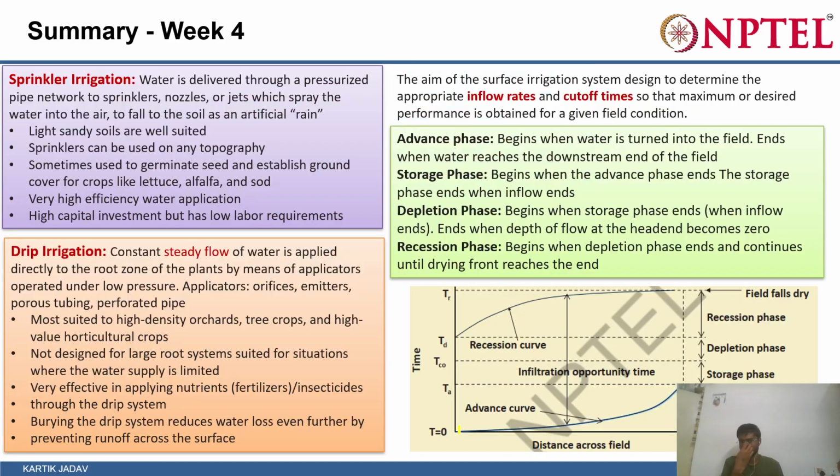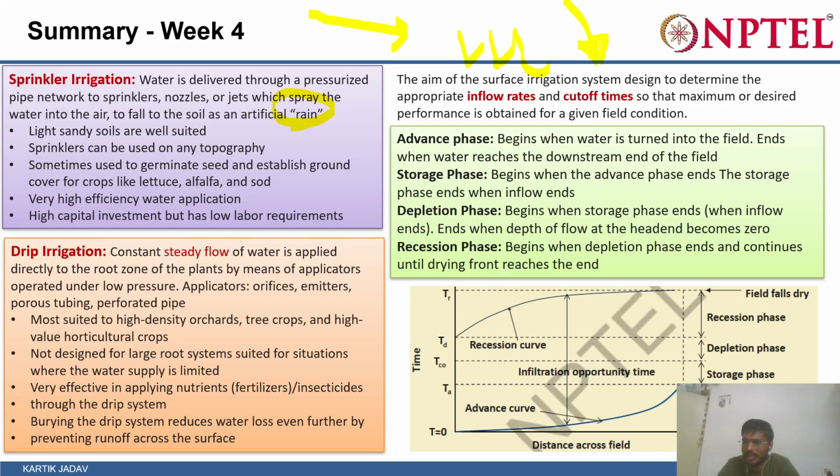Then we have also focused on the sprinkler irrigation system. In sprinkler irrigation, water is delivered through a pressurized pipe network to sprinkler nozzle jets, which spray the water into the air and it falls onto the soil as artificial rain. It has certain criteria: light sandy soils are well suited, because if you flood irrigate this kind of soil, all the water will quickly drain out and your water losses are higher. But with a sprinkler irrigation system, it is more like rain happening.